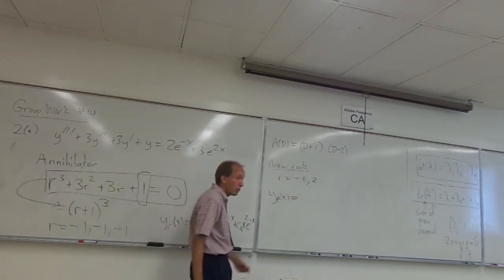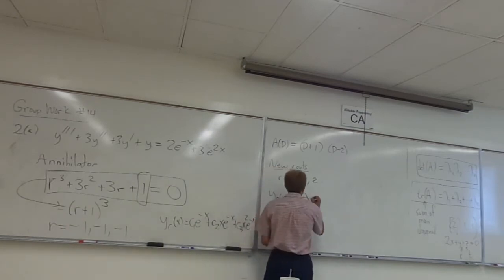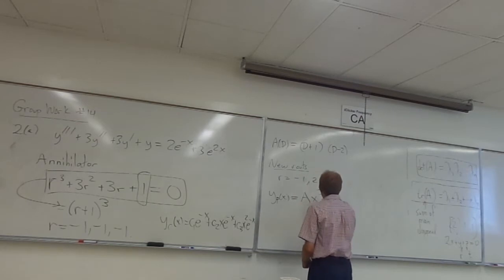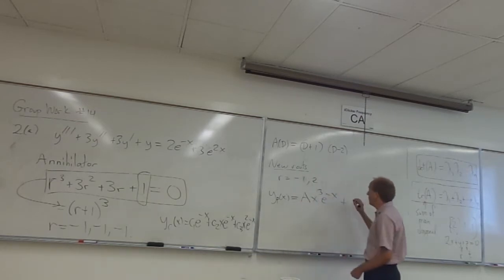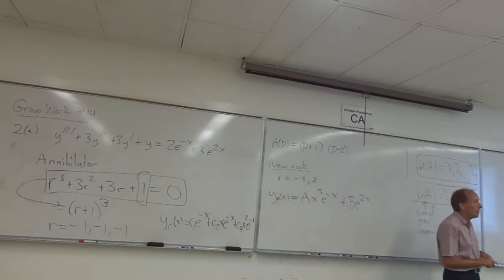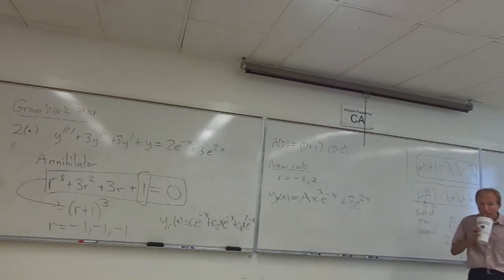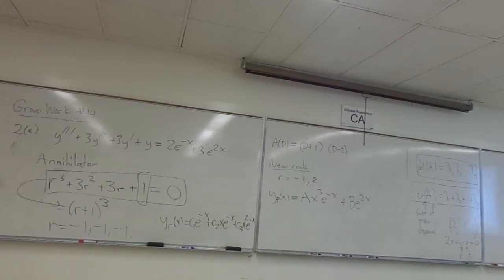So then the particular solution here would look like what? A x cubed e to the negative x plus B e to the 2x, right? Okay. That right there is what I call the form of the particular solution. And if I ask a question and I say find the form of the particular solution, then that's all I want you to do. Please don't go any further than that.